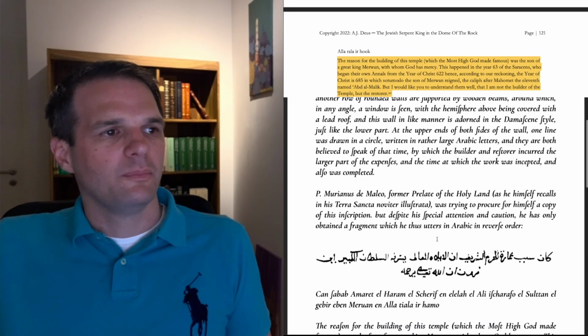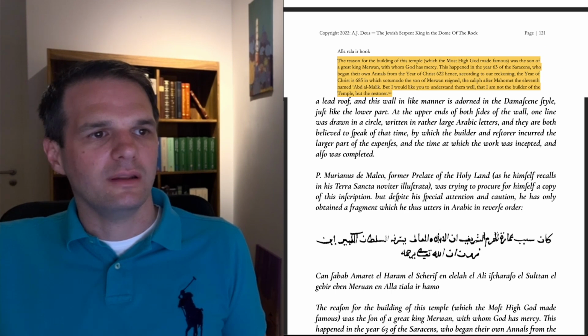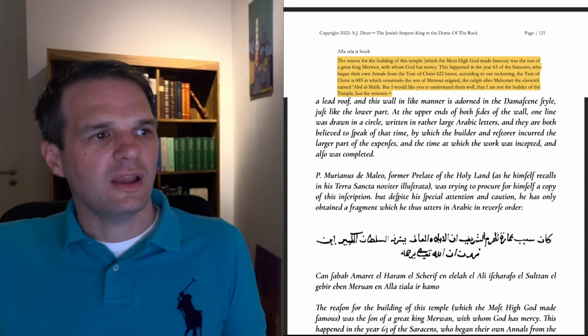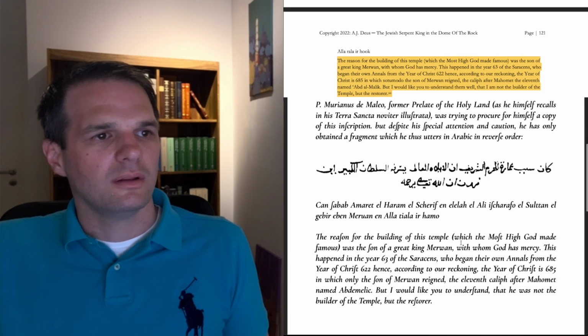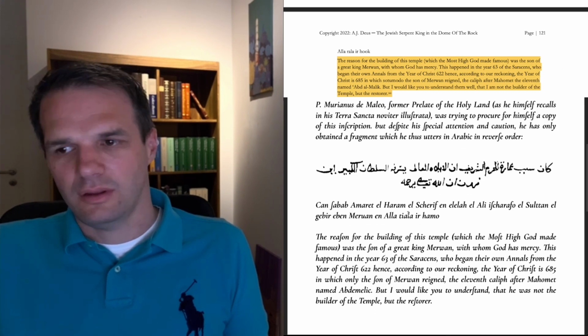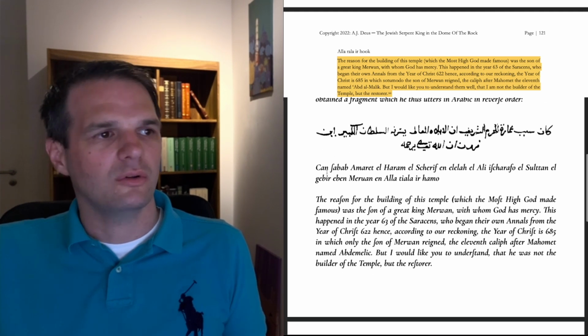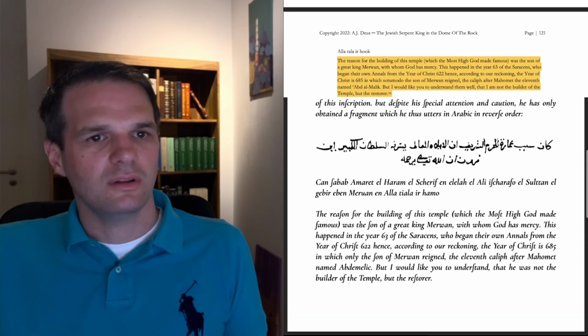Then he writes, P. Murianus de Maleo, former prelate of the Holy Land, as he himself recalls in his Terra Sancta Novita Illustrata, was trying to procure for himself a copy of this inscription, but despite his special attention and caution, he has only obtained a fragment, which he thus utters in Arabic in reverse order. Then comes the Arabic text. Then here is the way it's pronounced using Latin, and then the translation that follows.